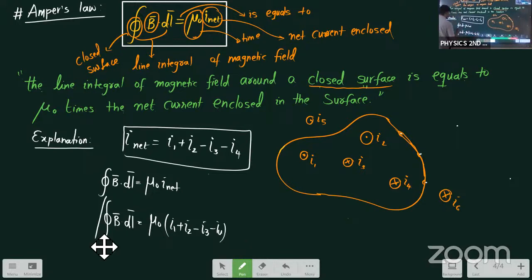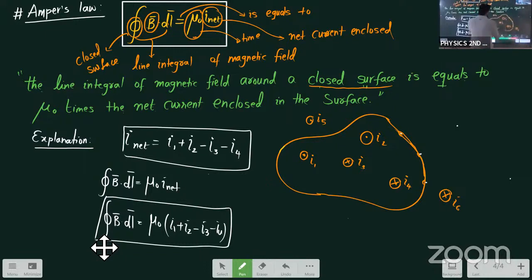So this is the statement and explanation of which law? Ampere's law. So what is the statement of Ampere's law? The line integral of the magnetic field around a closed surface is equal to mu naught times the net current flowing through this closed surface.